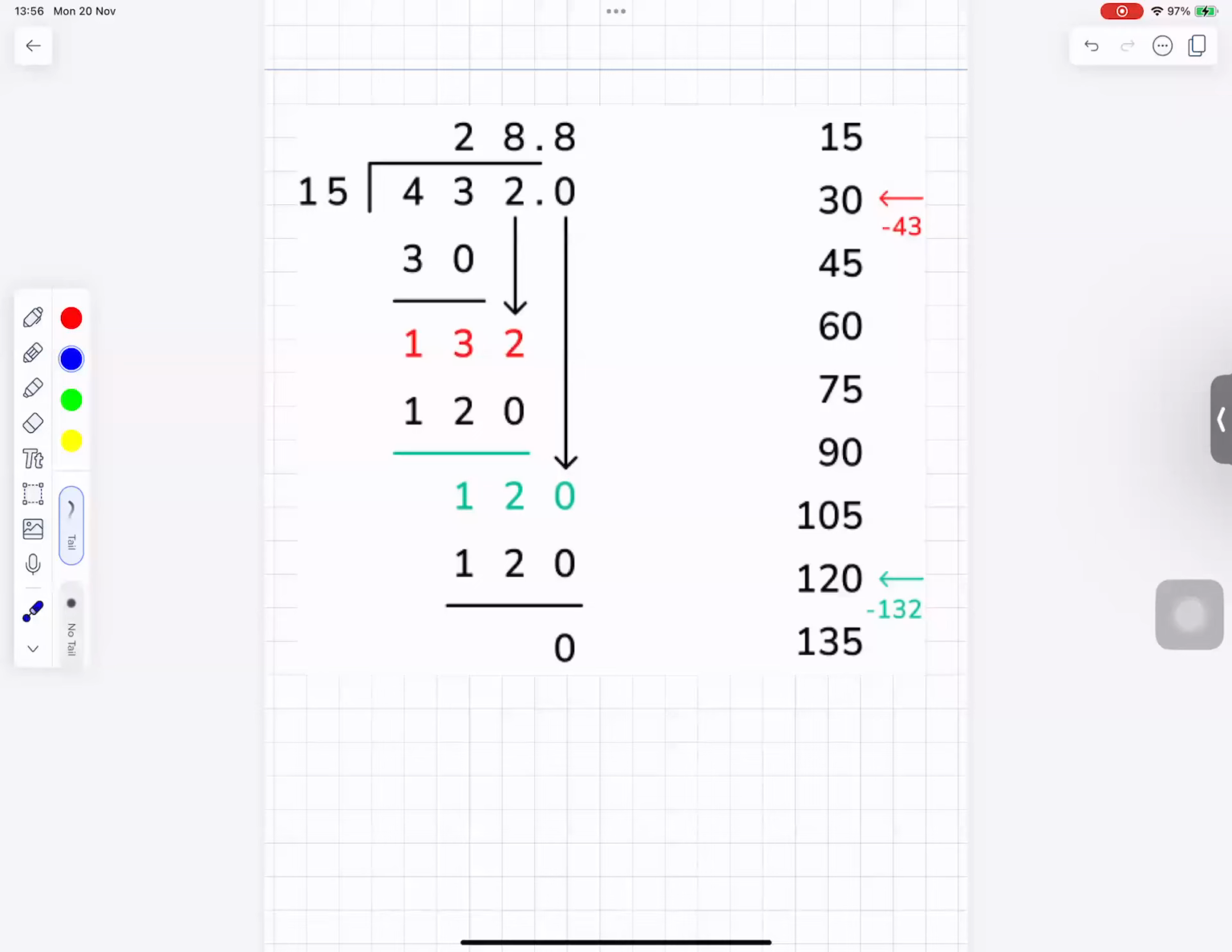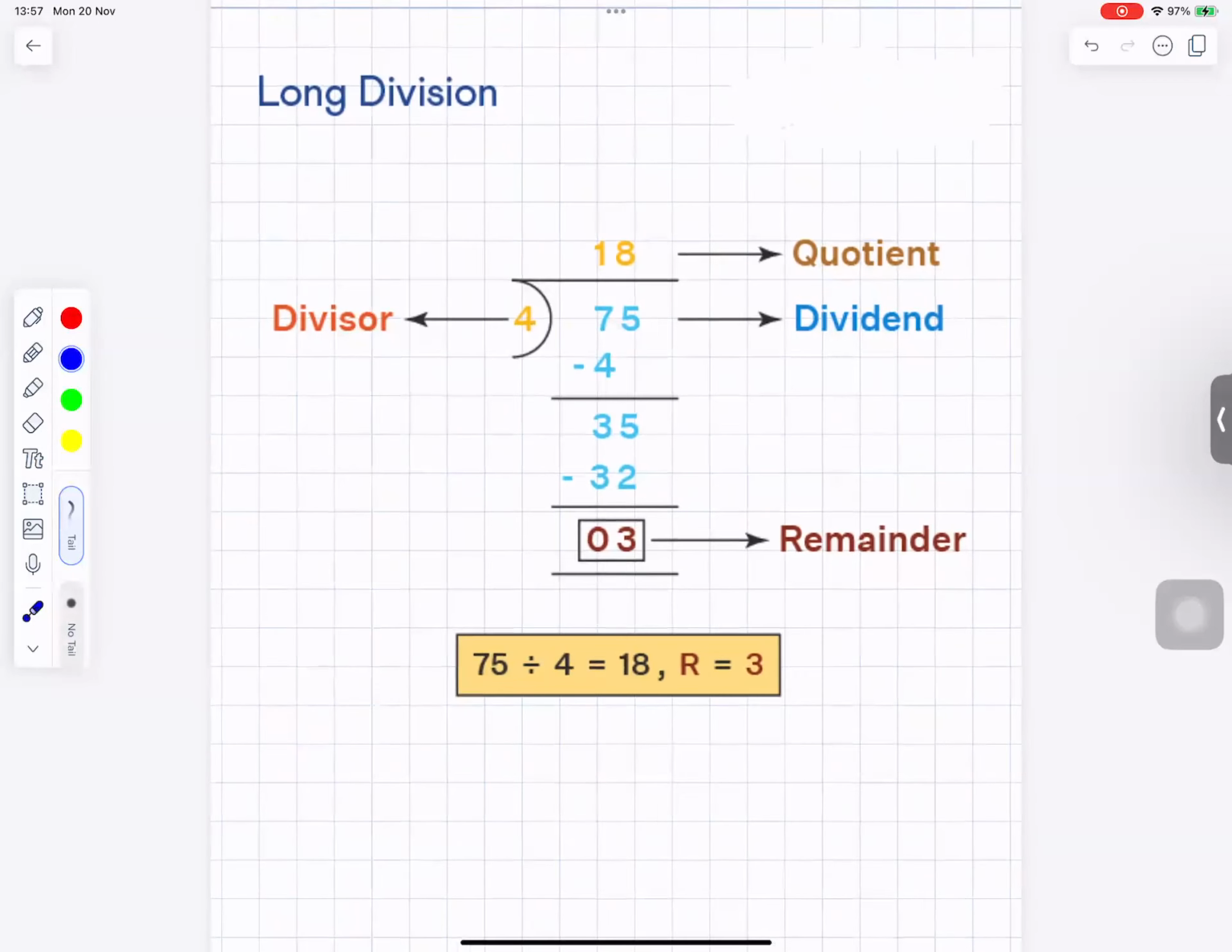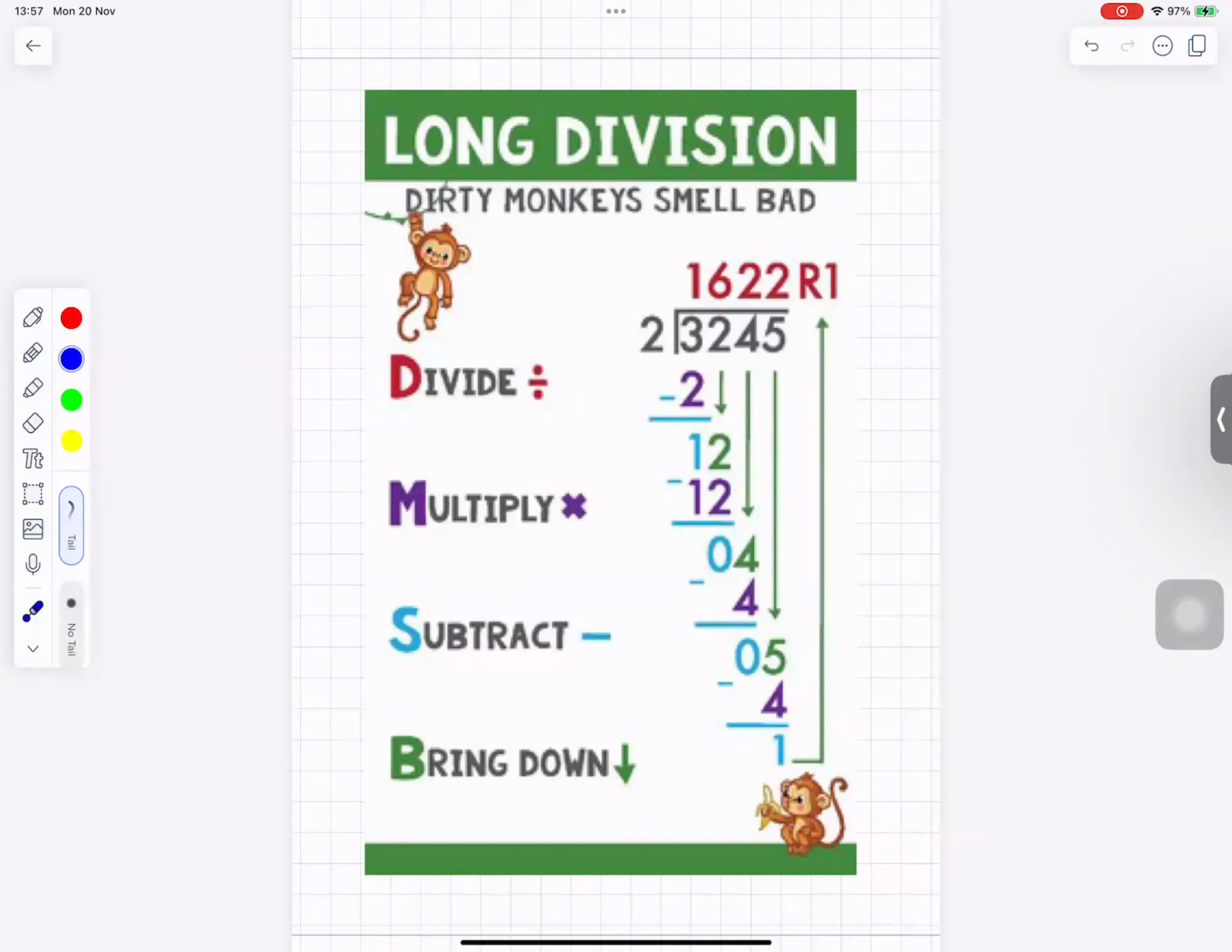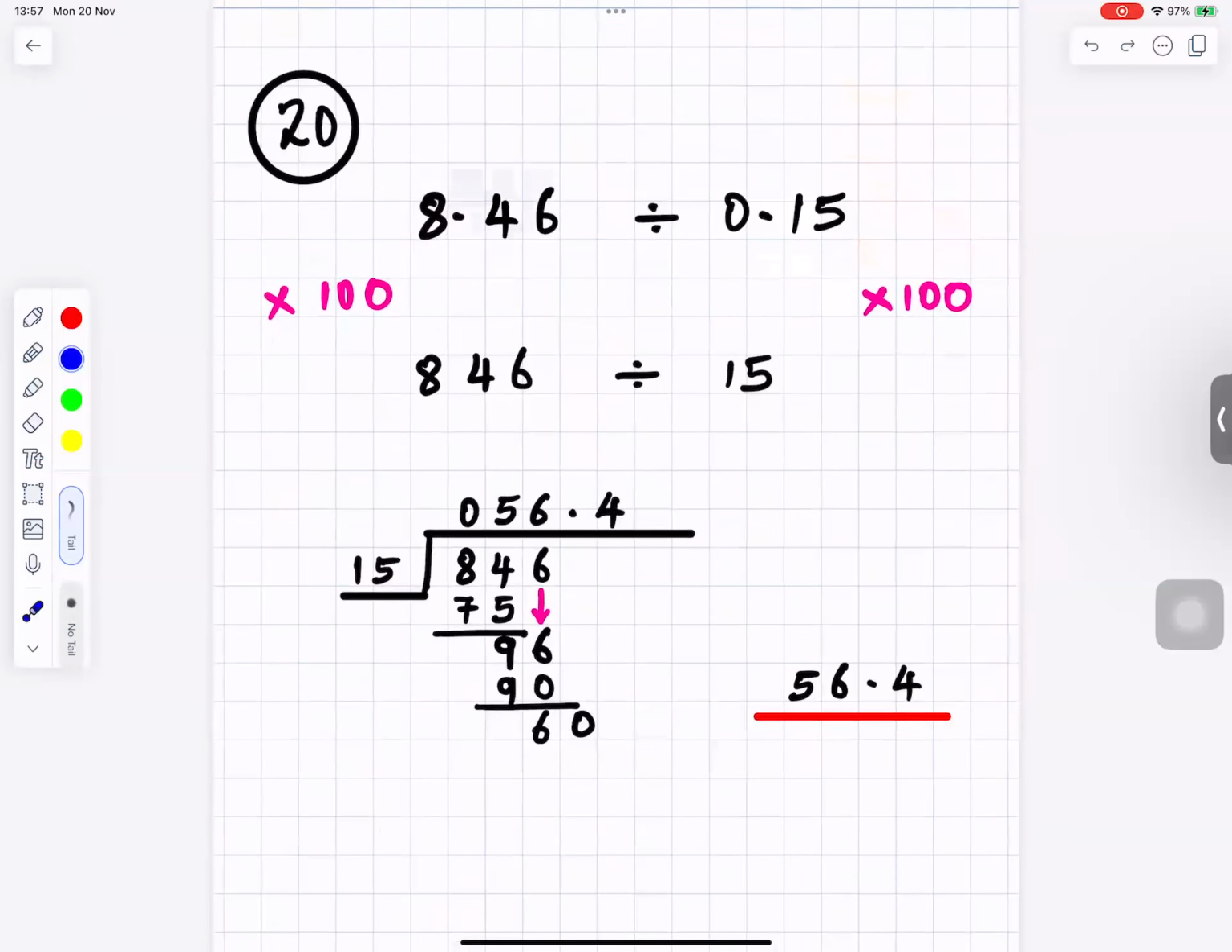This is another example for long division, and you need to use the 15 times table on the right just for practice. Another example of long division, 75 divided by 4. Another example of long division, which you can practice. Another way to do that question, you multiply by 100, multiply by 100, you get 846 divided by 15, and you do that long division, and you get the answer.